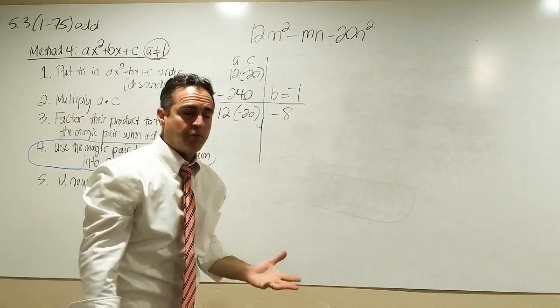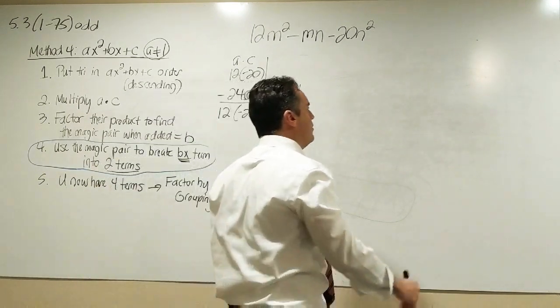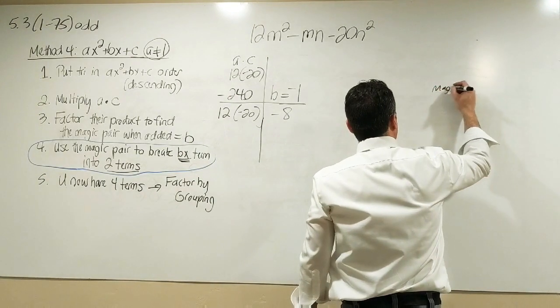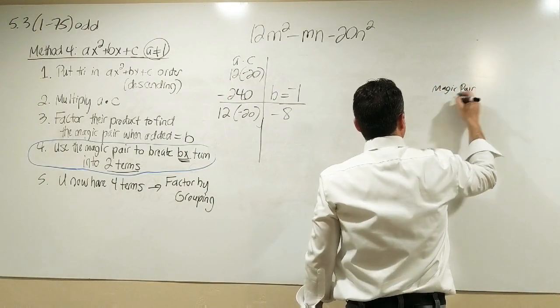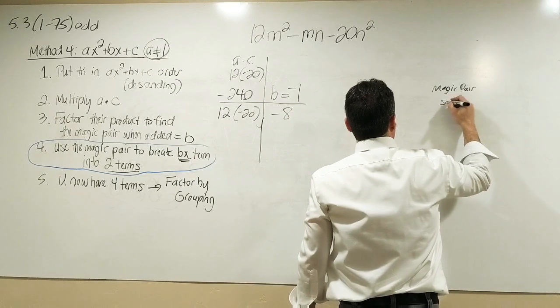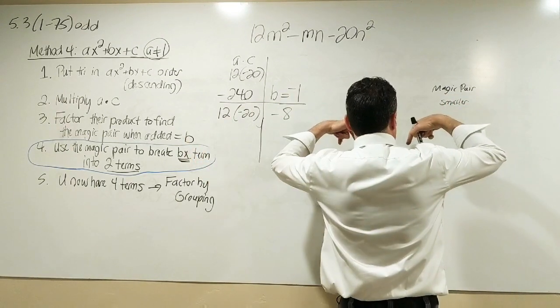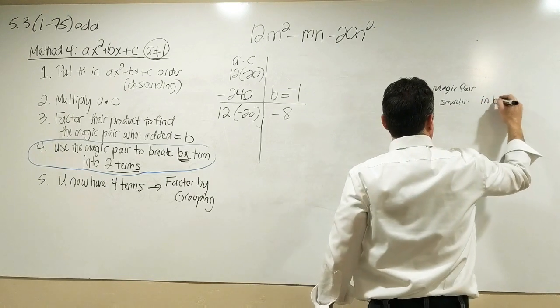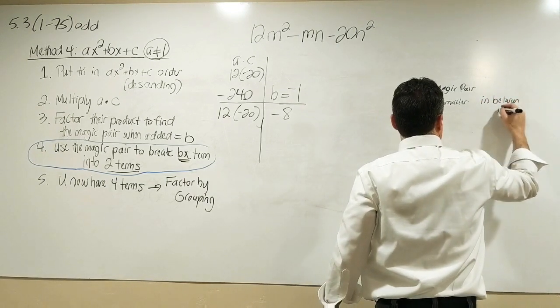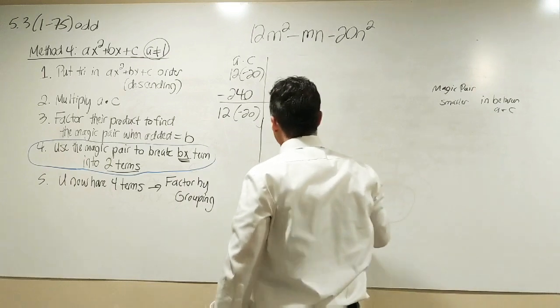Smaller! Good job, we need it to be smaller. Now we talked about the magic pair, okay? If you need it to be smaller, then it lies outside or in between? In between. Very good. It lies in between A and C.